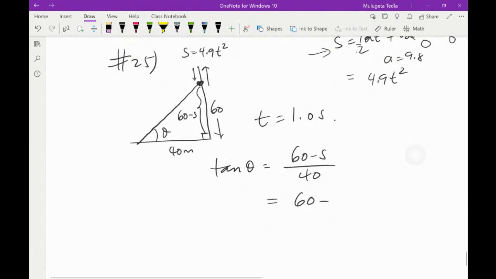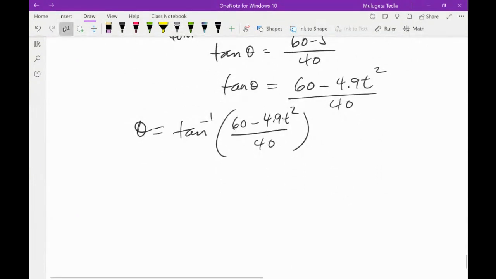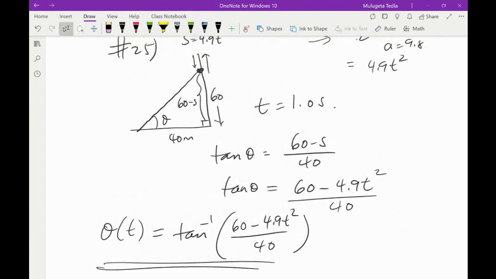So (60 minus 4.9 t squared) over 40 is tan theta, but they want theta. So theta is tan inverse of (60 minus 4.9 t squared) over 40. This is the inverse function. Do you see that? Theta of t is this. This is our equation. Did you get it? Did you follow, class?